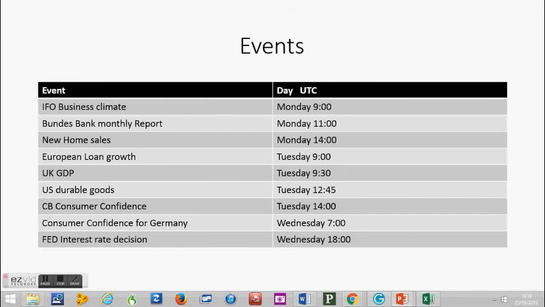There's also new home sales from the US out in the afternoon. And then on Tuesday, we got continued guides over monetary policy from the ECB with the release of European loan growth. This is one of the main things that monetary policy is meant to stimulate, getting loans going so people start consuming and get a kickstart going. And then we could have some market moving news from the UK with the GDP release, so watch that.